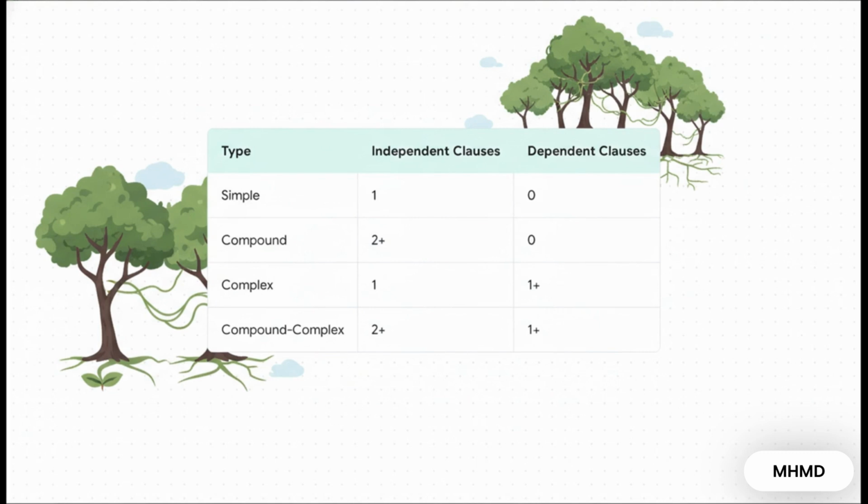Okay, so this table here is great because it basically lays out the entire ecosystem at a glance. It really simplifies things. Simple sentence, 1 independent clause. Compound, two or more independent clauses. Complex, one independent, one or more dependent. And compound complex, two or more independent plus at least one dependent. It's like the perfect blueprint for building any kind of sentence you want.